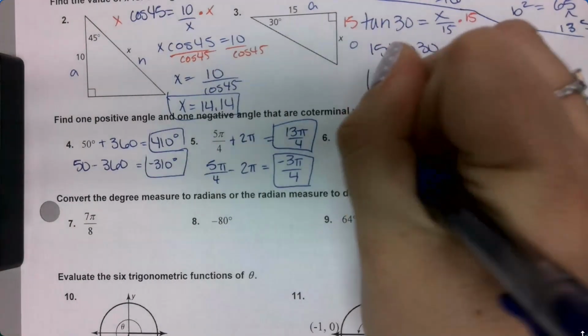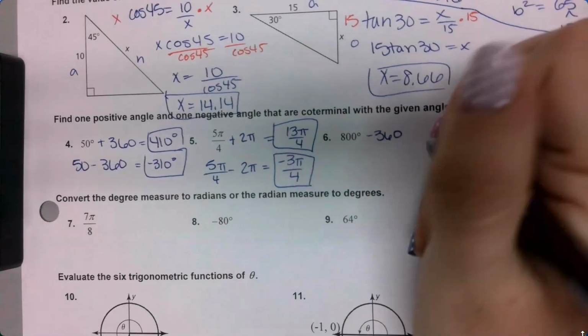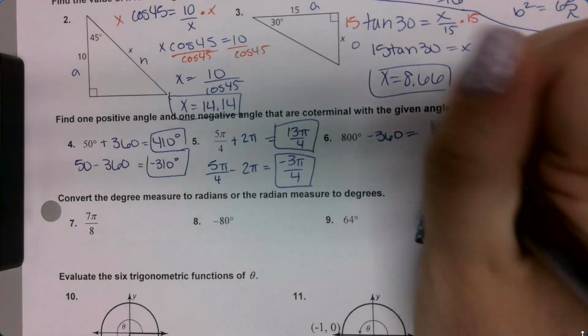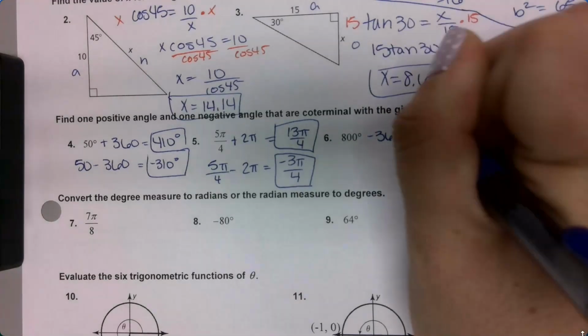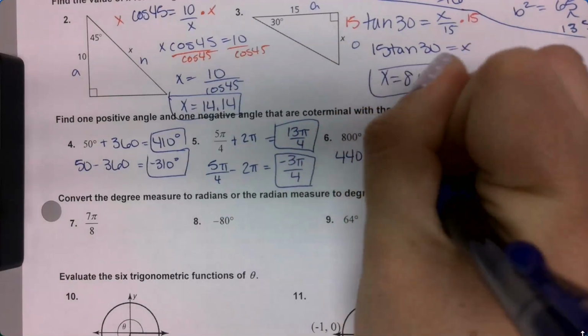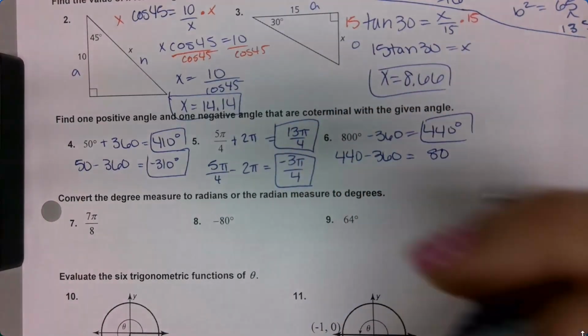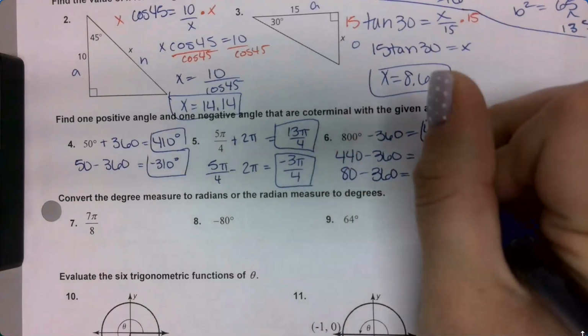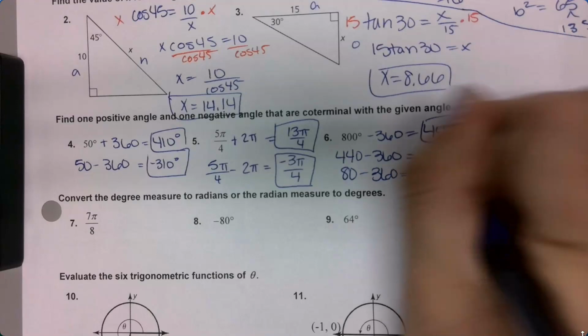$800. I'm going to start off by subtracting 260 because I can see it's larger than that. That is going to give me 440. And then I'm going to keep subtracting 360 because I need to make this negative. That gives me 80. So that's not a negative angle. I want to subtract 360 from 80, which gives me negative 280.